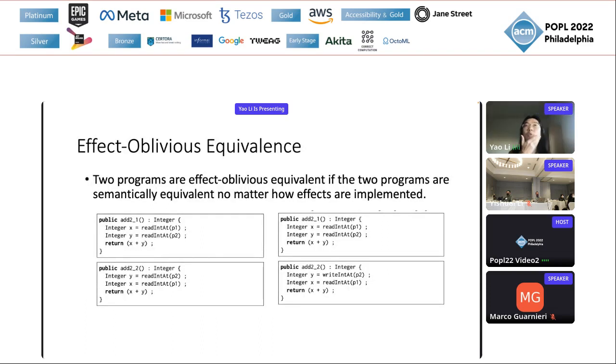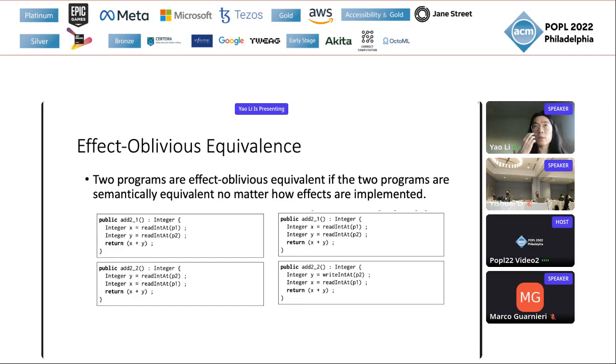So we define effect-oblivious equivalence as follows. Two programs are effect-oblivious equivalent if the two programs are semantically equivalent, no matter how the effects are implemented. So we are treating the effects as abstract. We make no assumptions about the effects. We know nothing about how they are implemented.